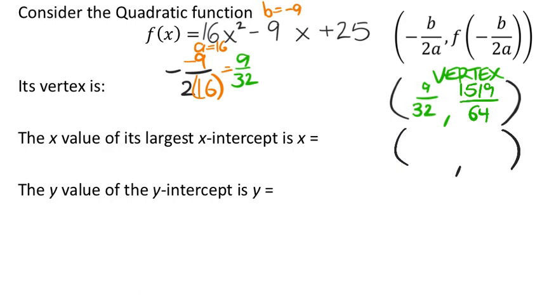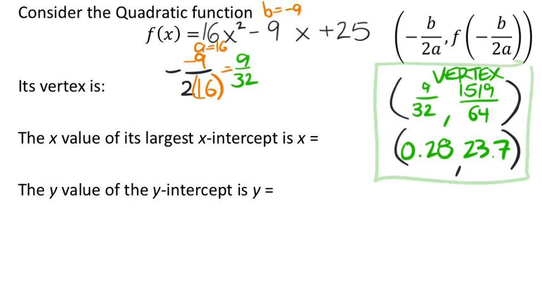So 9 divided by 32, I'm going to round these to the nearest hundredth. I got 0.28. And then the other one, 1,519 over 64, let's change that into a decimal. I got 23.7, rounded. All right, now we do have the vertex, which is great. It's great news. In fact, let's box it in because it's so great. Okay, so we do have the vertex.